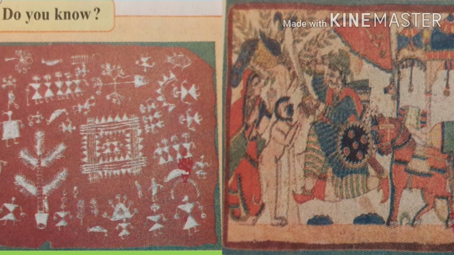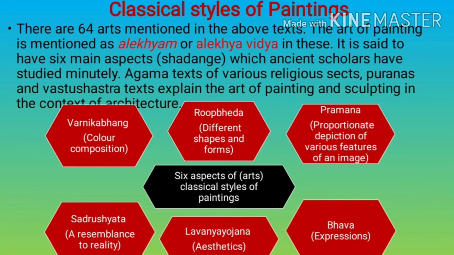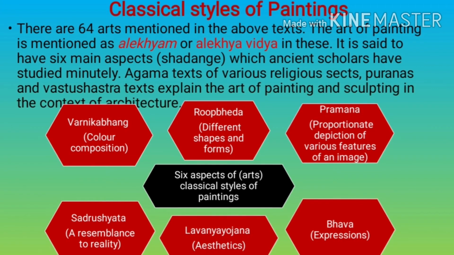Children, we have studied about Warli painting. You can see the picture on the left hand side, and on the right hand side it is the picture of Pinguli or Chitrakathi. As children, there are two types, classical and folk styles. After learning about folk styles, we will learn about classical styles of paintings.